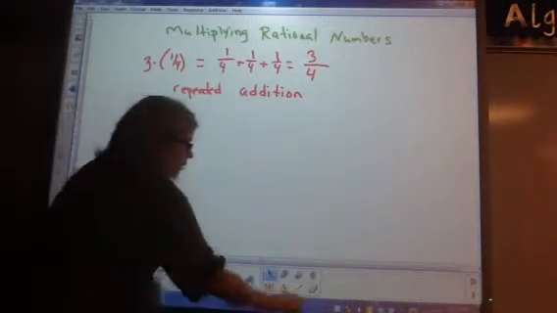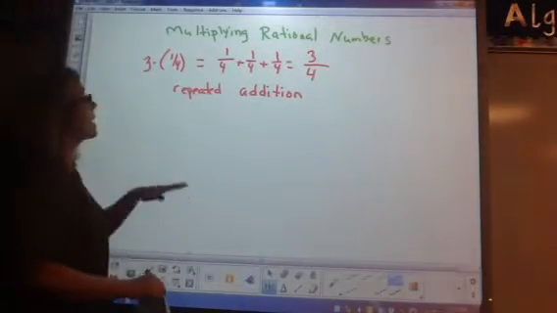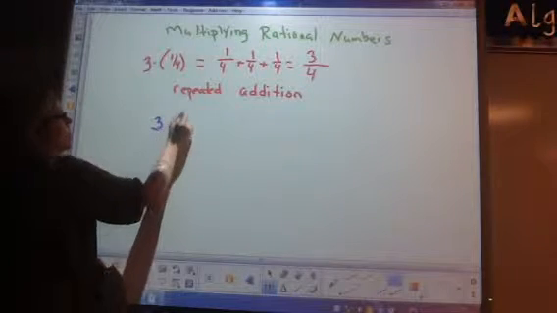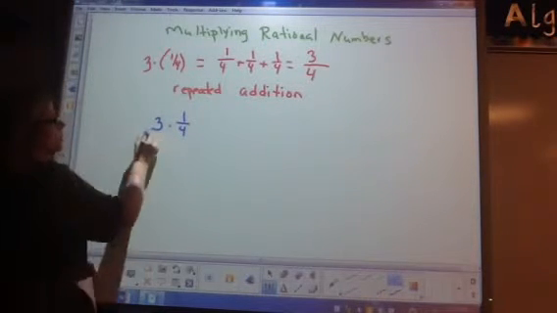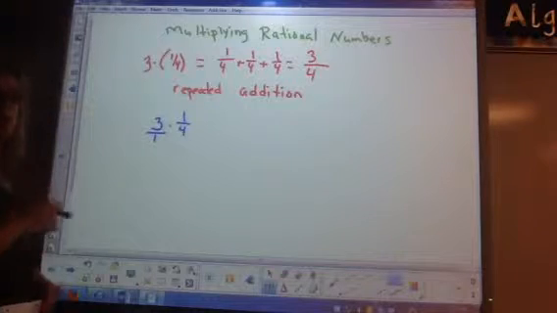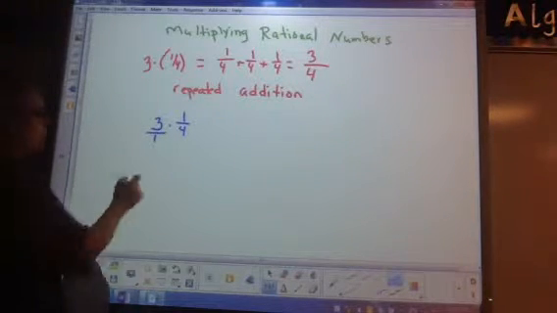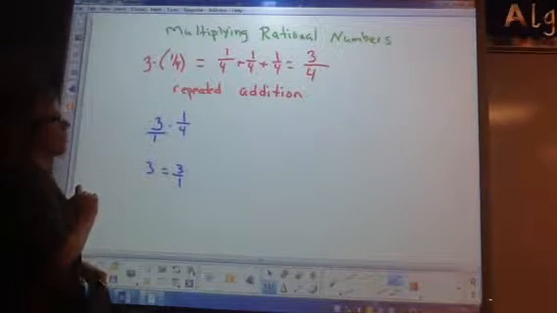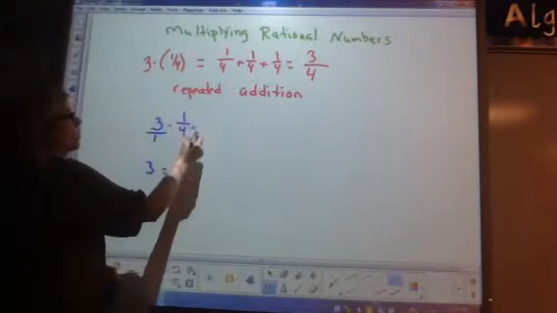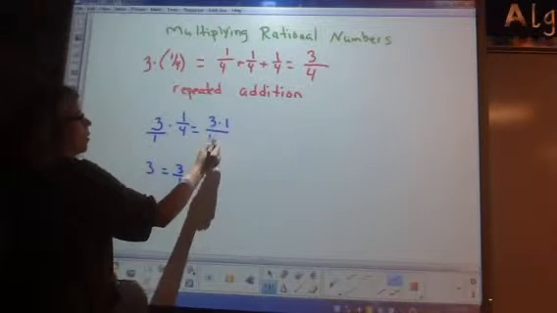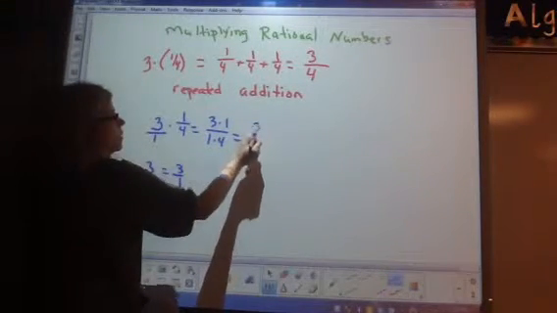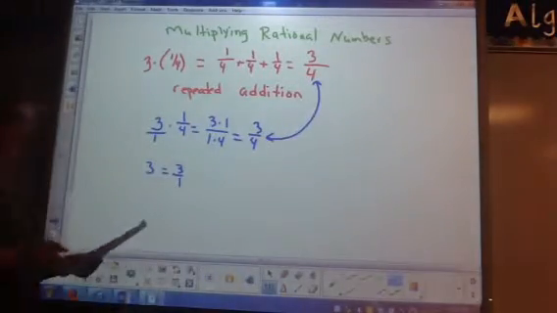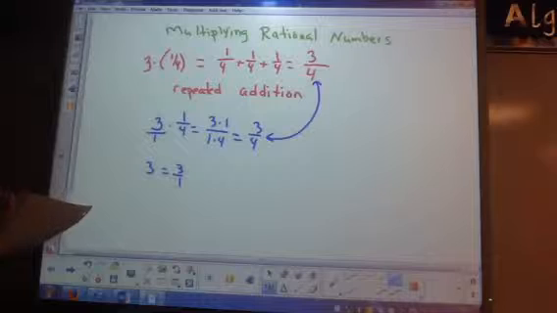Now, what you all are used to doing, which is okay, as long as you understand that multiplication is repeated addition, is when we have a whole number and we multiply it by a fraction, we change that whole number to a fraction by putting it over 1. Because 3 is equivalent to 3 over 1. Okay? Then you multiply your numerators and you multiply your denominators. So we get 3/4. Okay? So please write this down.